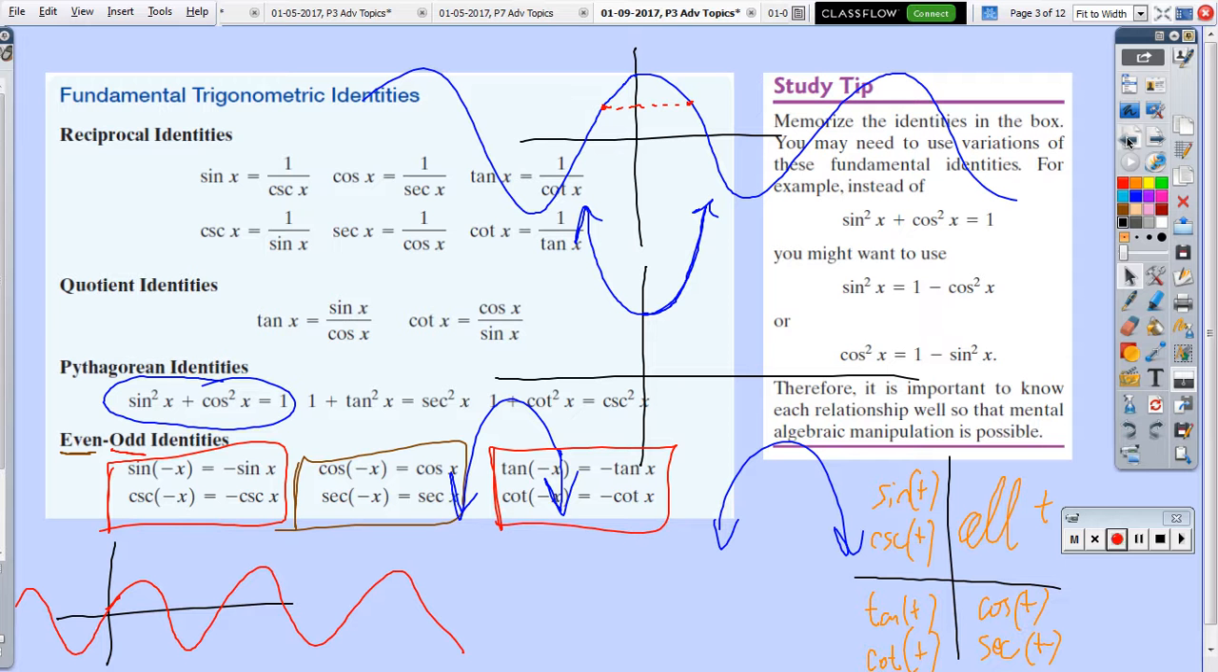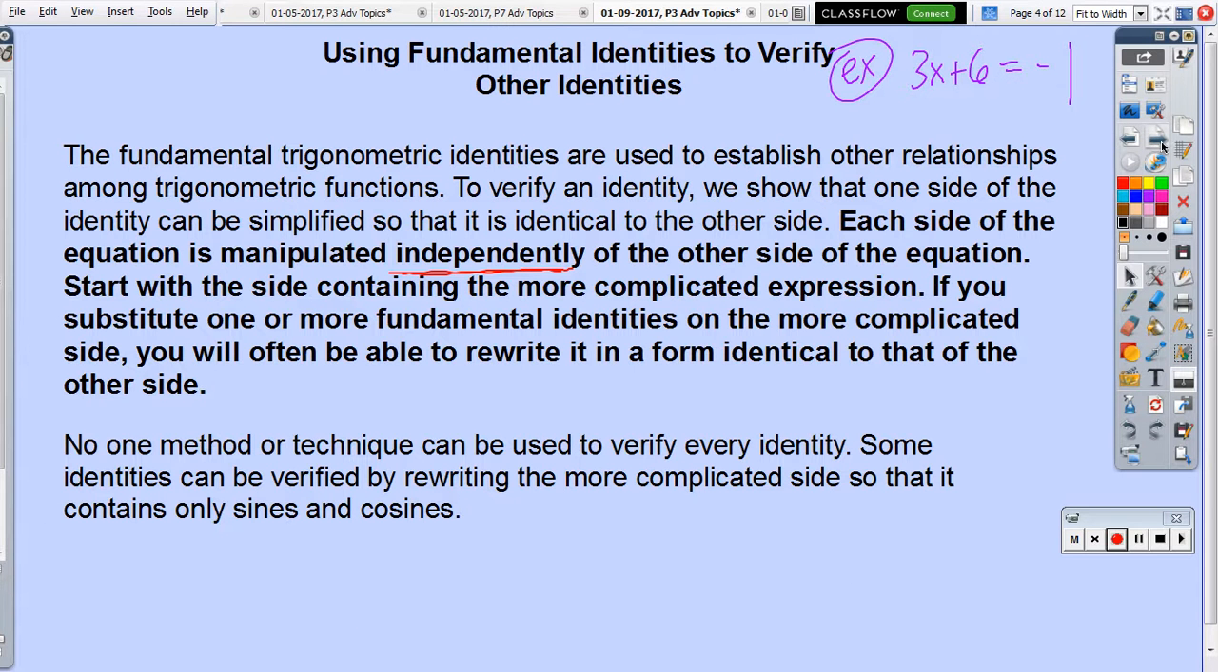Here's the identity that we're all pretty comfortable with: sine squared x plus cosine squared x equals 1. Just know that you could use alternative versions of it, such as sine squared x equals 1 minus cosine squared x, and so forth. There's a couple of things I need to emphasize here. I mentioned this Friday, but I'll mention it again. Each side of the equation is manipulated independently of the other side of the equation.